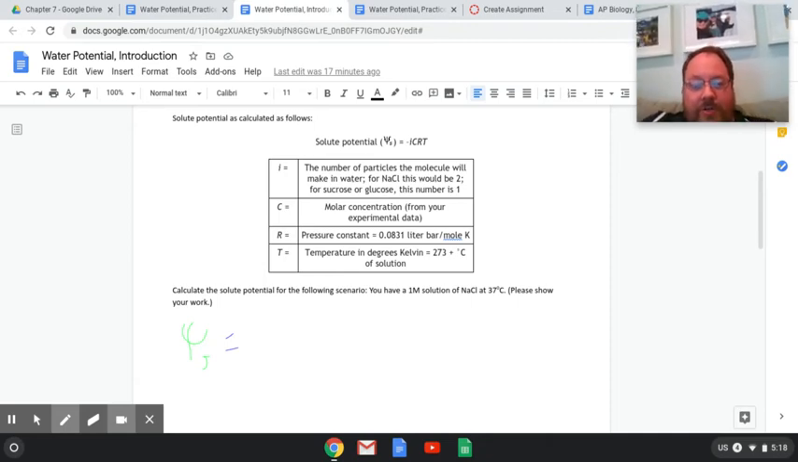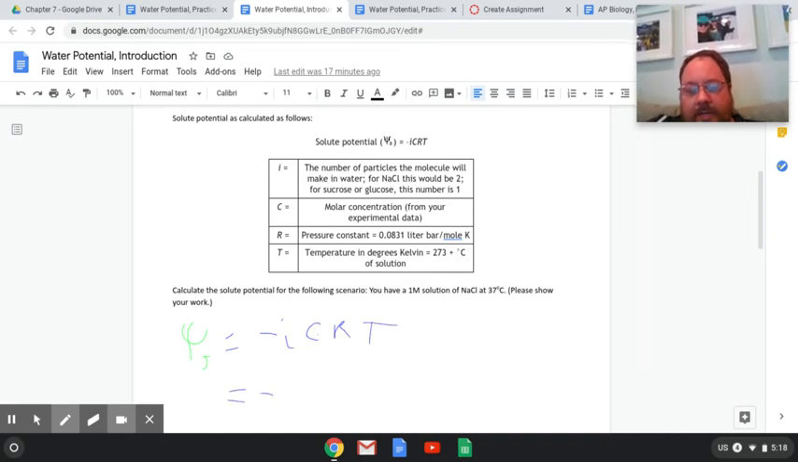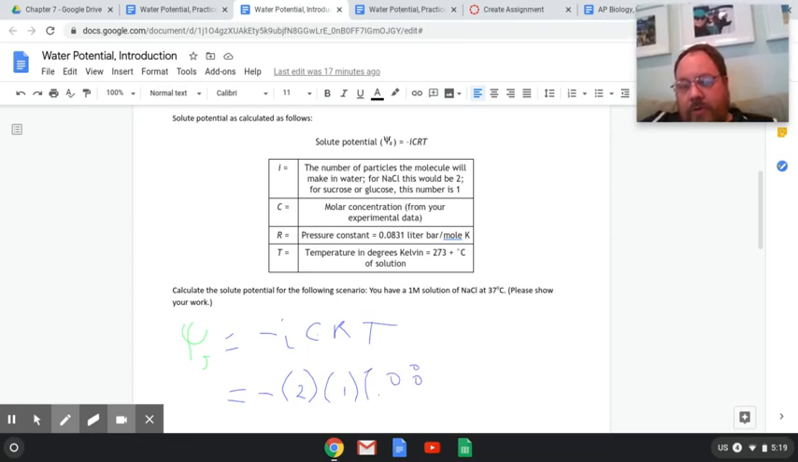So solute potential equals negative iCRT. Now, i, the ionization constant, for sodium chloride is going to be 2. C, the concentration. What did they say? It was 1 molar. R, that's your constant, right? So that's 0.0831.